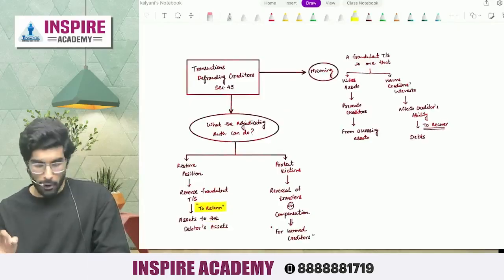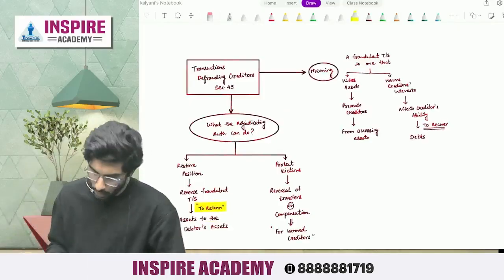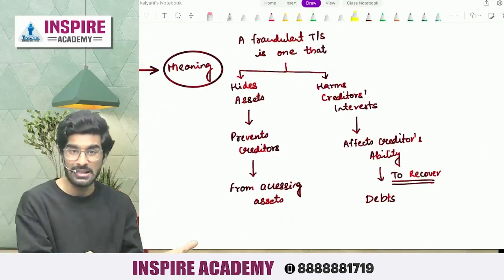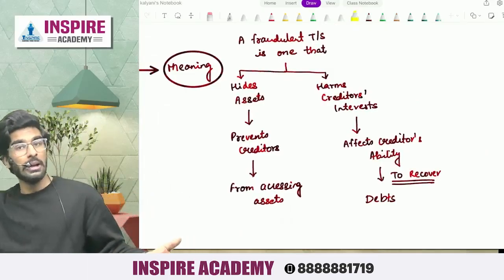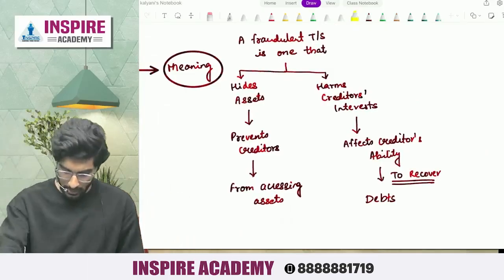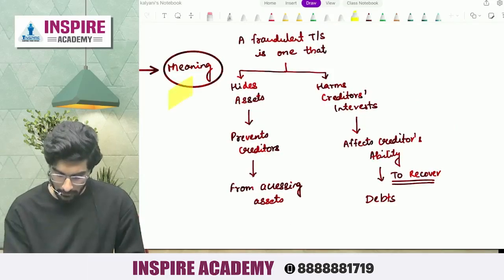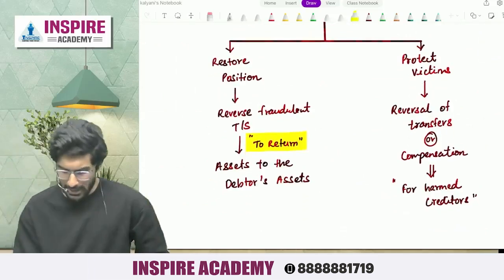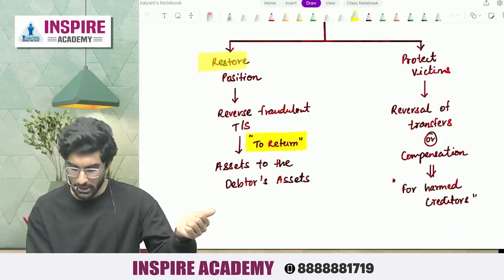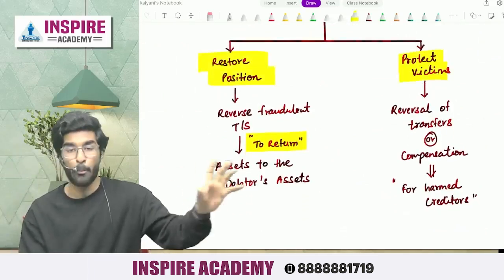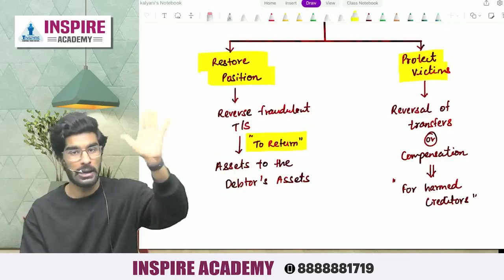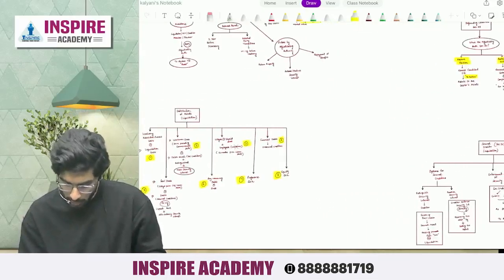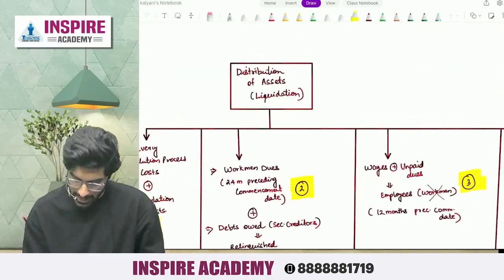Now next, transactions defrauding creditors. Okay. Now what is the meaning of this? A fraudulent transaction is one that hides assets or harms the interest of the creditors. That is called as, people, fraudulent transaction. Next is, people, what can the NCLT do? NCLT can ask the person to restore the position plus protect the victims by compensating them. Very easy.